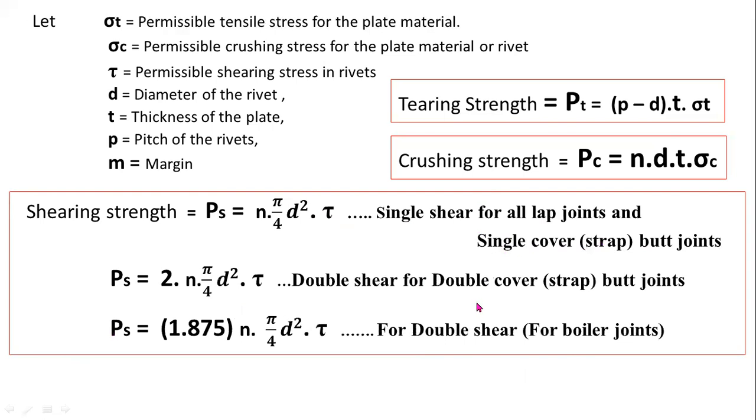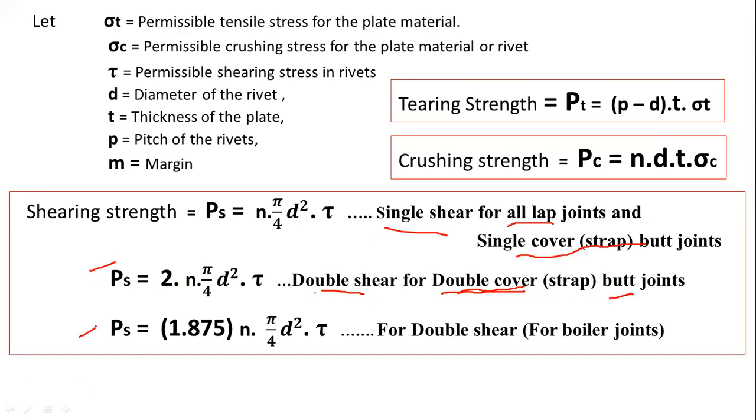For double cover butt joints, you have to consider double shear. For all types of lap joints and single cover strap joints, you consider single shear. For all types of double cover or double strap butt joints, you consider double shear. This is the formula for shearing strength: Ps equal to 2 into n into pi by 4 d square into tau, for double shear in double strap butt joints.